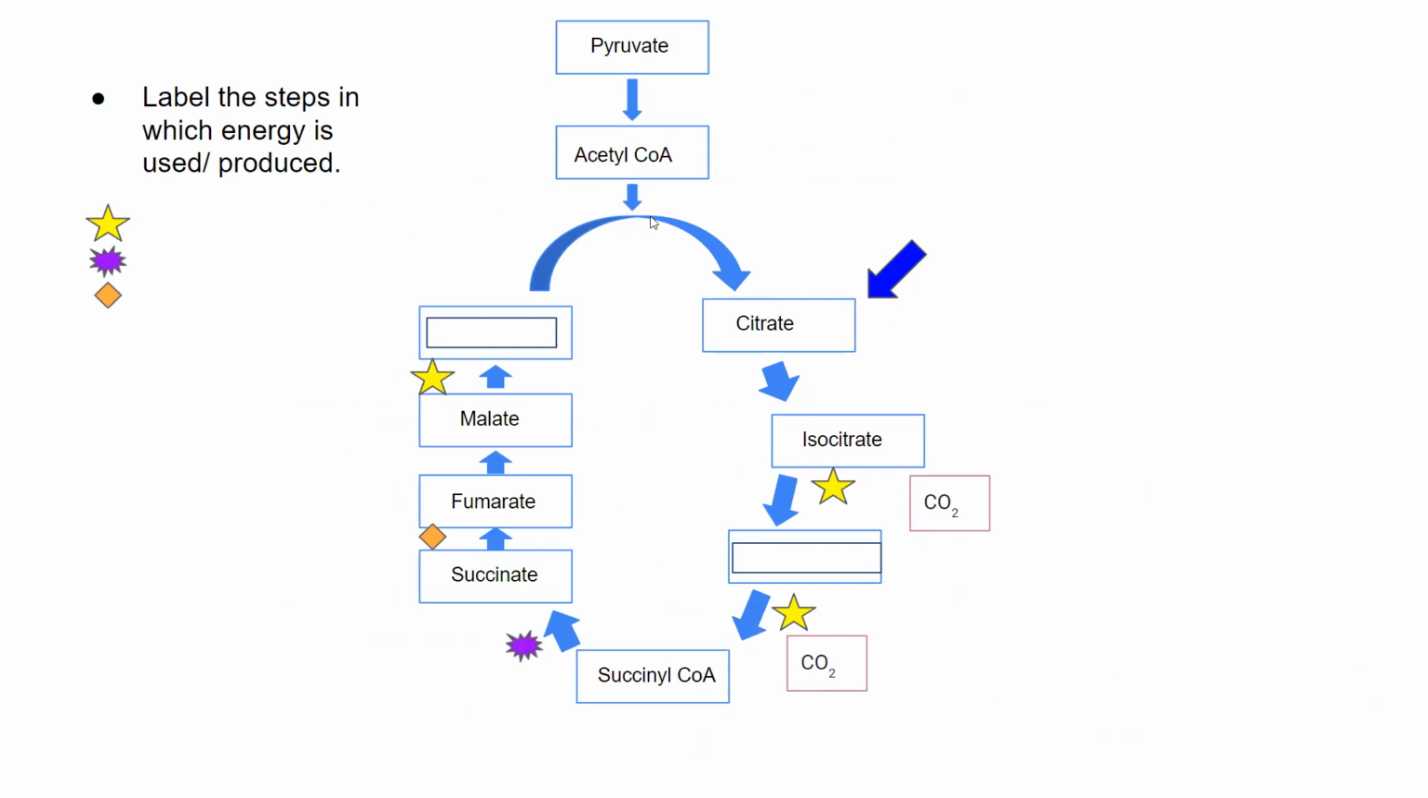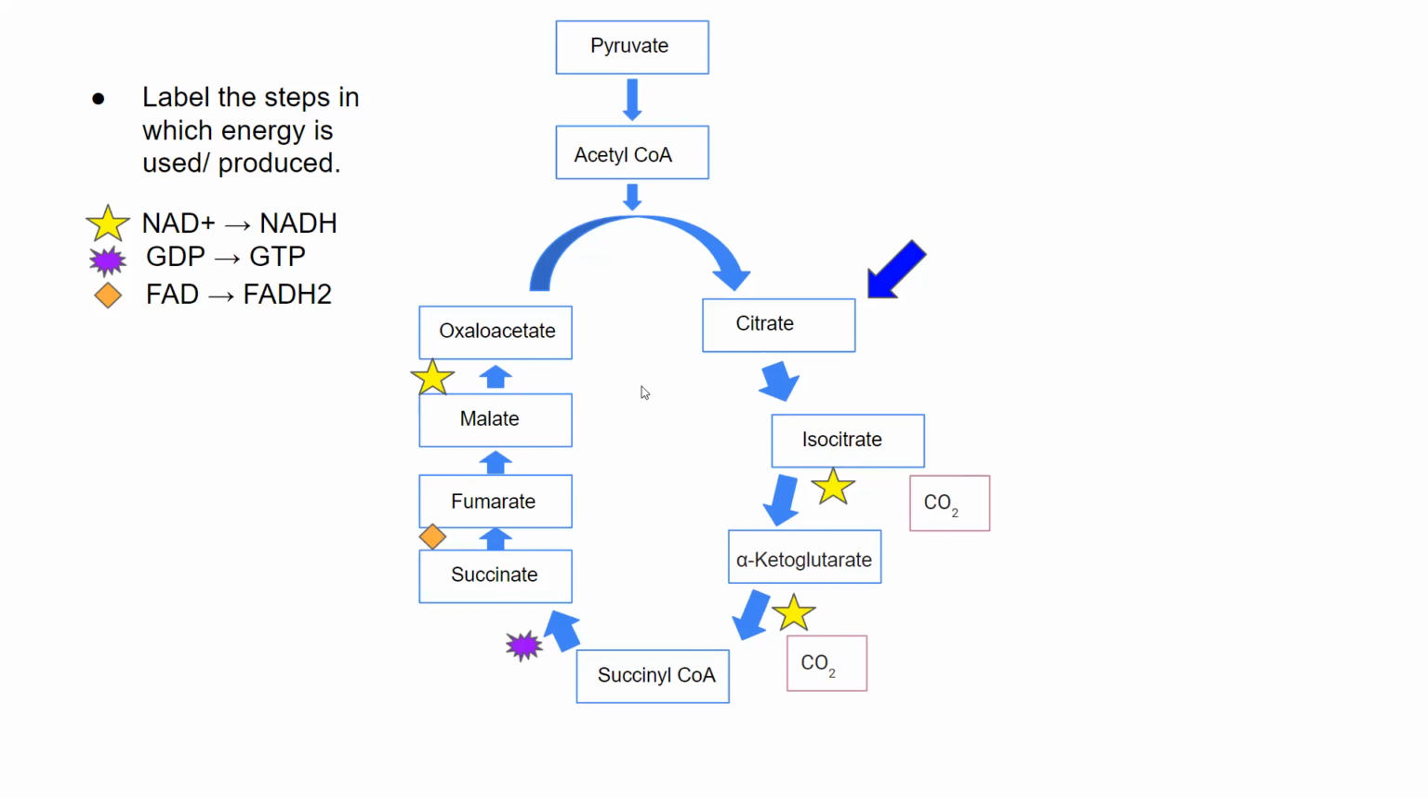Nice. How about here? Very good. And then here, oxaloacetate, very good. Okay, so what does this yellow star represent? What is produced at these locations? Very good, NADH. How about this purple little thing here? GTP, very good. How about the orange diamond? FADH2, very good. Okay, yeah, this is important to know.